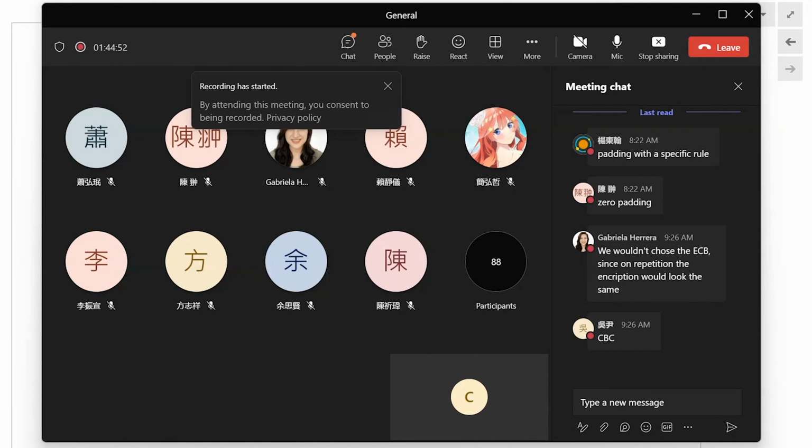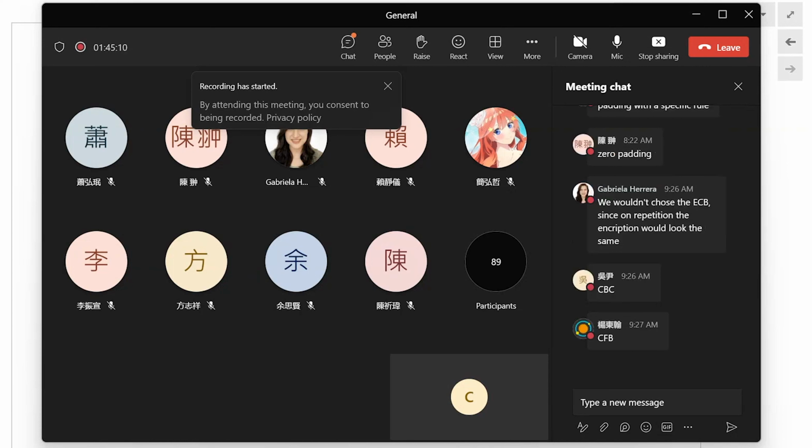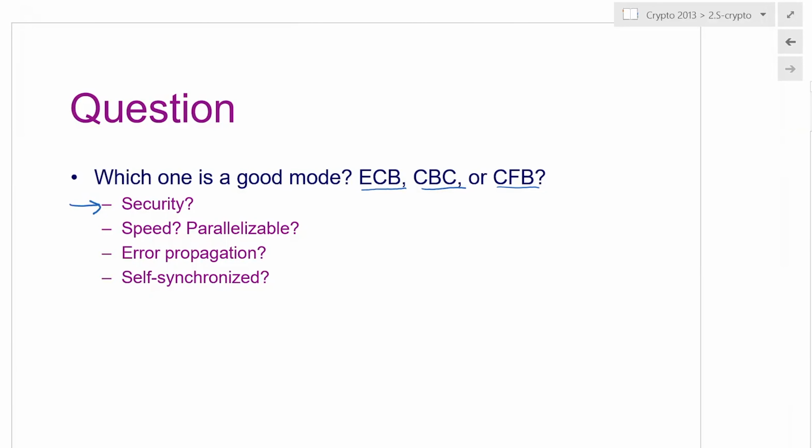Somebody says they won't choose ECB. Yes, we saw the picture of the penguin with ECB. Always remember that it has some issues when the file has some structure. Somebody says CBC. How about the CFB, the latest algorithm that we saw? Yeah. So let me just put them together. The only thing we do not want to choose is ECB. So if only security is a concern, then CBC and CFB are going to be your choice. So we don't want to use ECB.